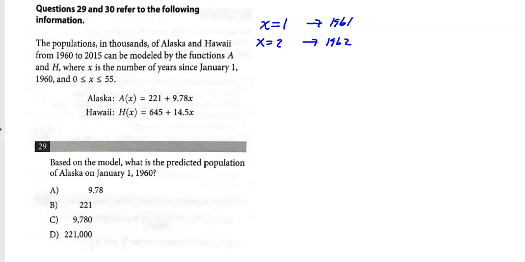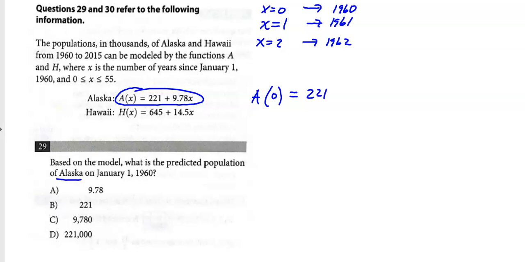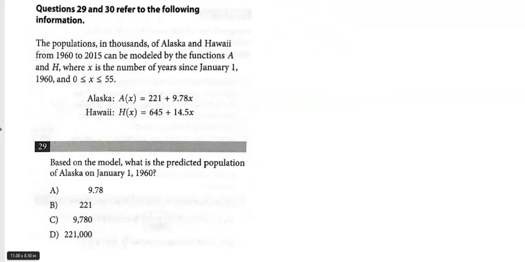So if you're at 1960, you want to put x equals 0 in. And we're talking about Alaska. So we're going to use this equation and we're going to put 0 in. The Alaska equation, when you input 0, is 221 plus 9.78 times 0, which is going to wipe itself out. So 221. That was pretty easy. Let's go to the next one.